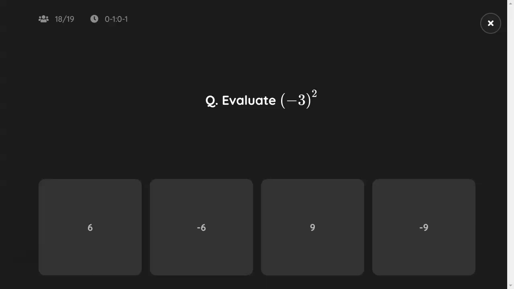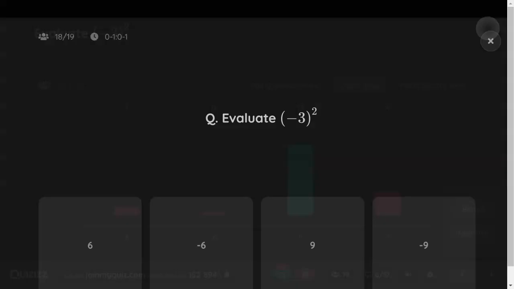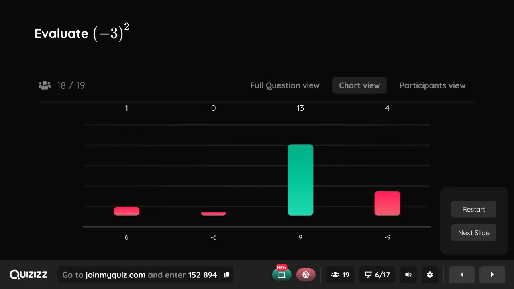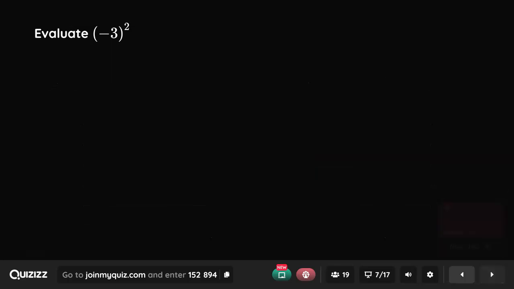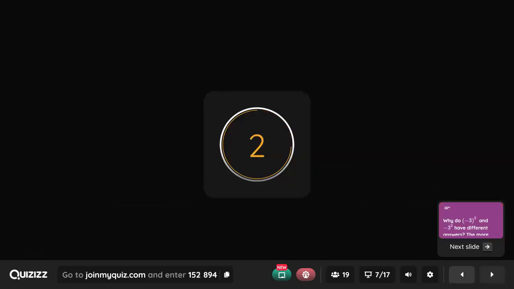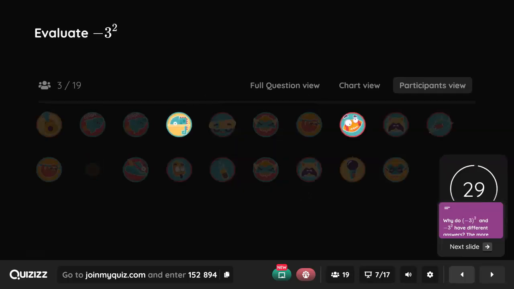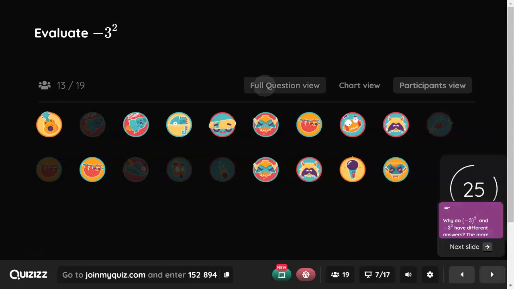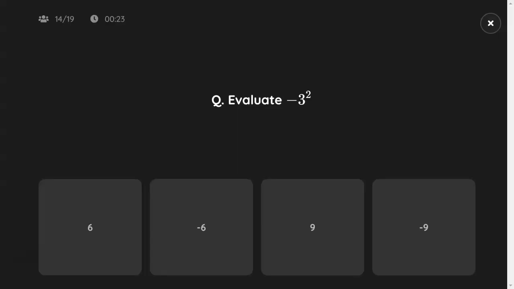Negative 3 squared is negative 3 times negative 3, which gives me a positive 9. Negative 3 times negative 3 is positive 9. Now, what's going to be the difference when I have negative 3 squared? The difference is parentheses or no parentheses.